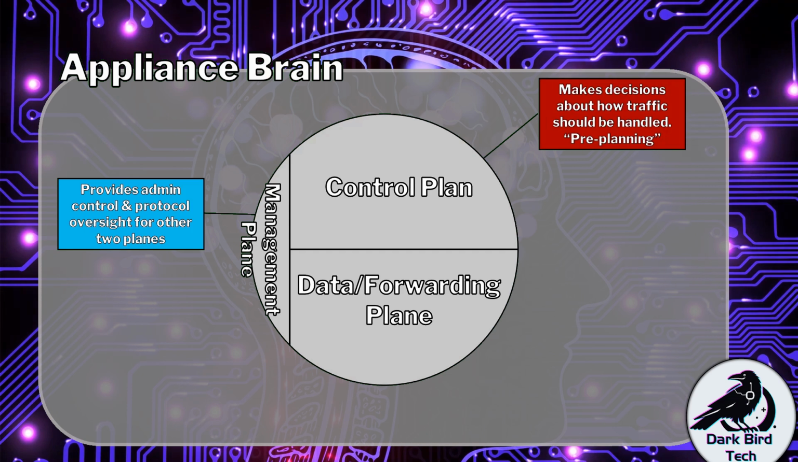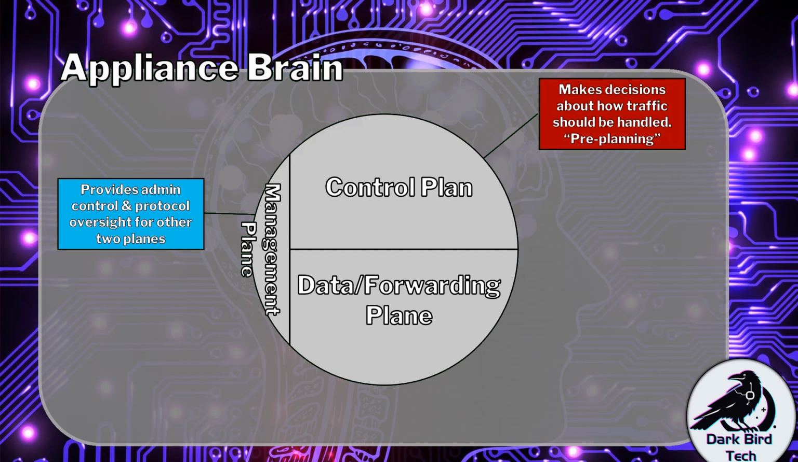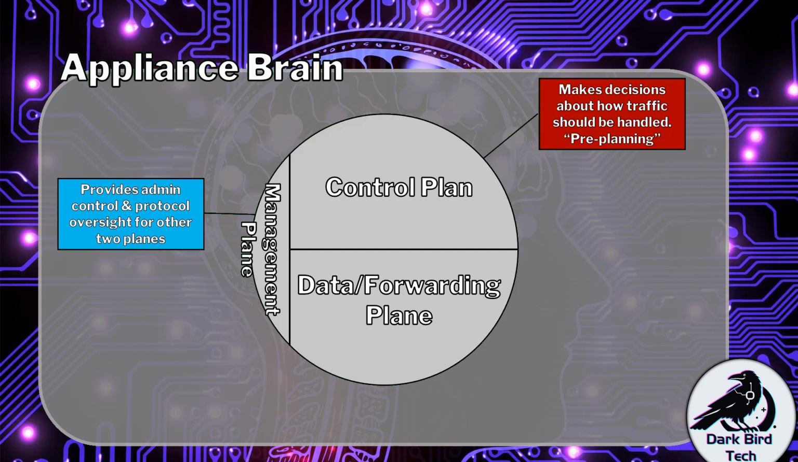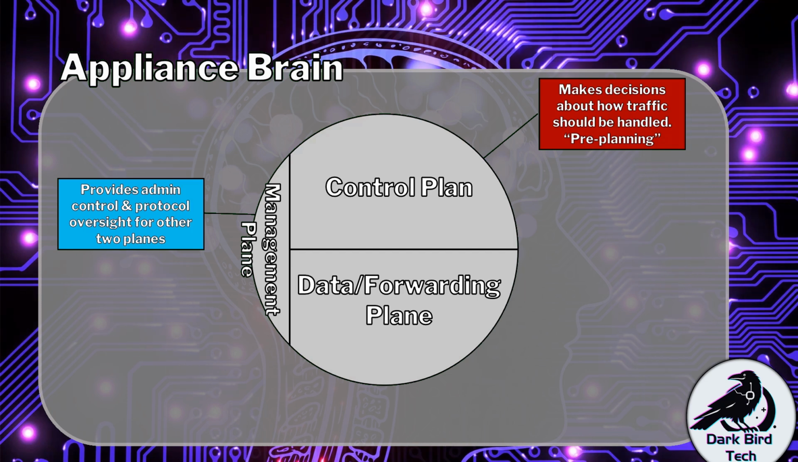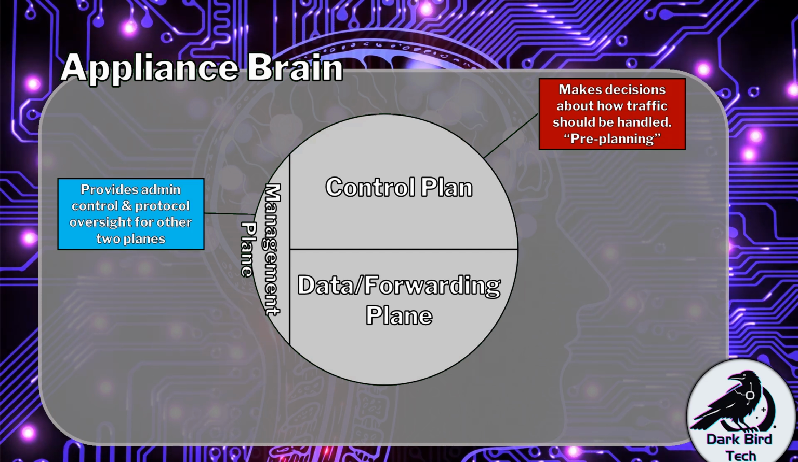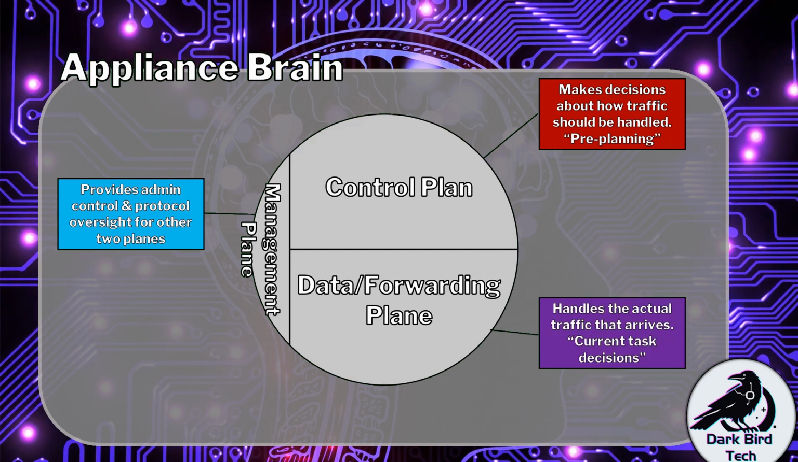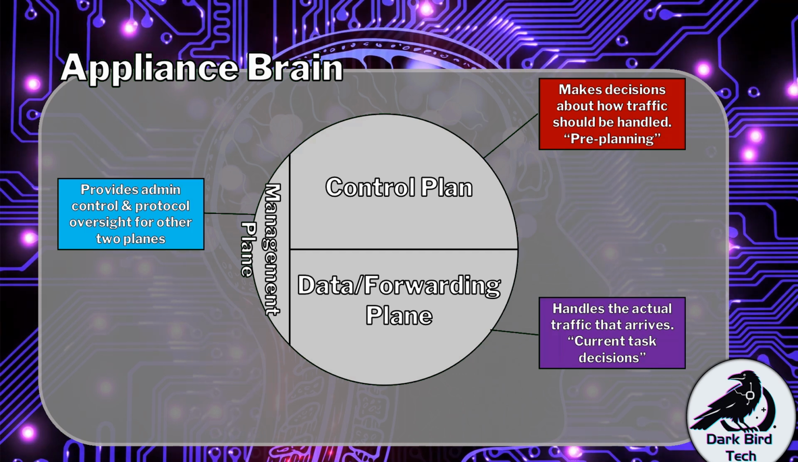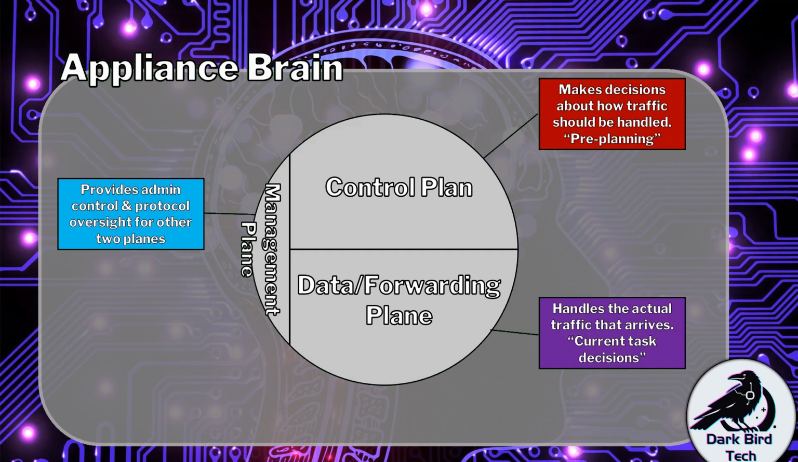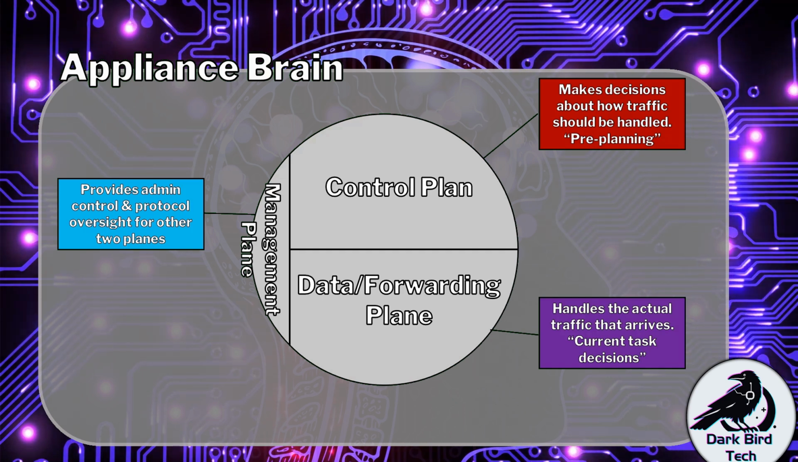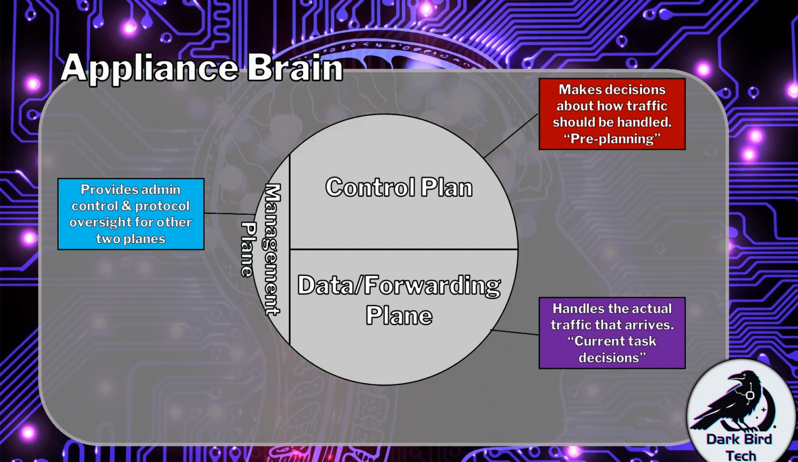Then, with the control plane, its job is to make decisions about how traffic should be handled. Consider this to be a pre-planning part of the brain, where it is thinking ahead and making choices now. And then the data forwarding plane is the part that handles the actual traffic that arrives. And it is making the choices around the current tasks and what needs to be done right here, right now.